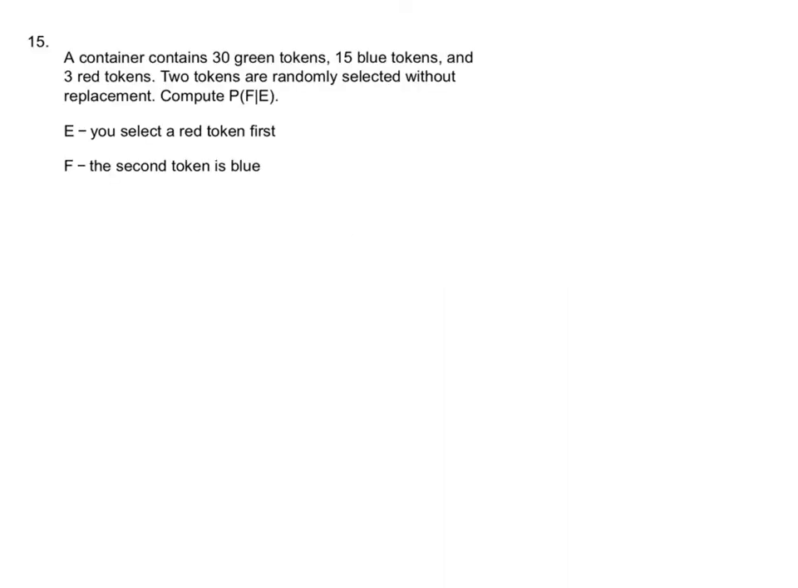Probability diagrams. A container contains 30 green tokens, 15 blue tokens, and 3 red tokens. 2 tokens are randomly selected without replacement. Compute the probability of F given E. E is the event that we select a red token first, and F is the event that the second token is blue. First, we want to find the probability of E.